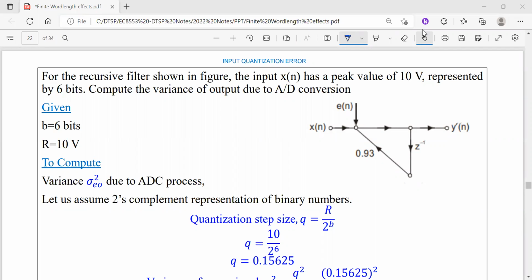In this video, we are going to learn about this finite word length effect called input quantization error. Let's solve a problem in this topic.